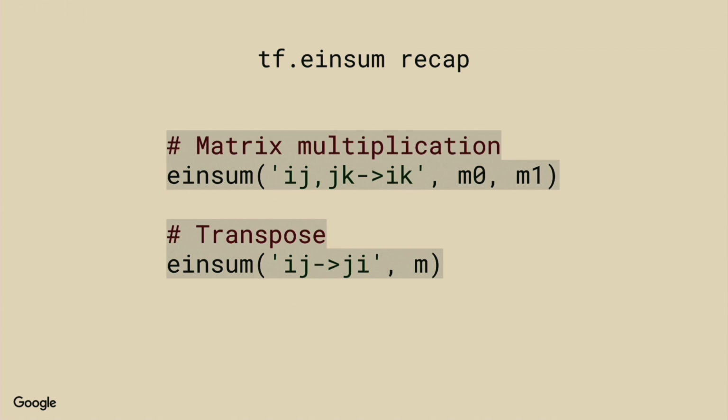For example, here M0 has two dimensions, i and j, and M1 has two dimensions, j and k. We want the output tensor to also have two dimensions, i and k. In the end, we get plain matrix multiplication here. Einstein notation can also express lots of plain data movement operations. For example, the second line illustrates how a simple transpose is done on a matrix using an einsum.